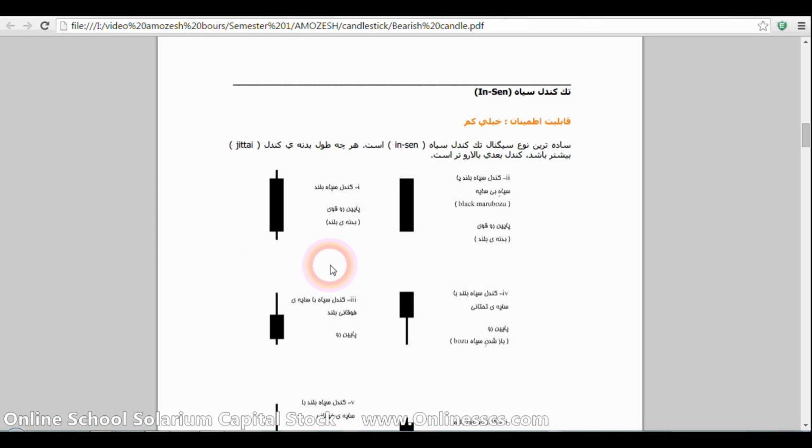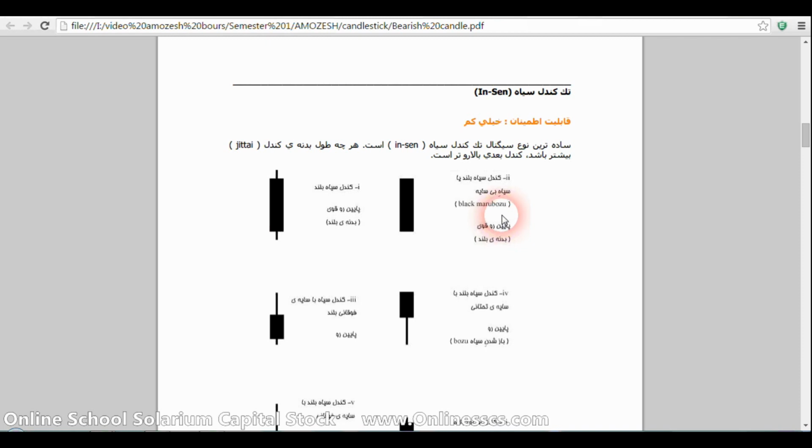Okay, we go to the candlestick topic. Candlestick is one of the most powerful analyses in the world, that I really believe in it, and I'm using candlestick for 7 years now. And I always use it in my trading, and it's always the first confirmation of my analysis.